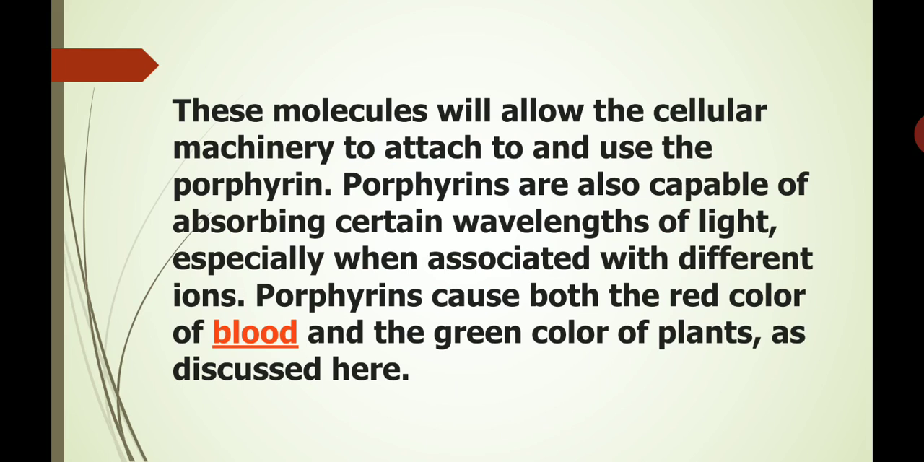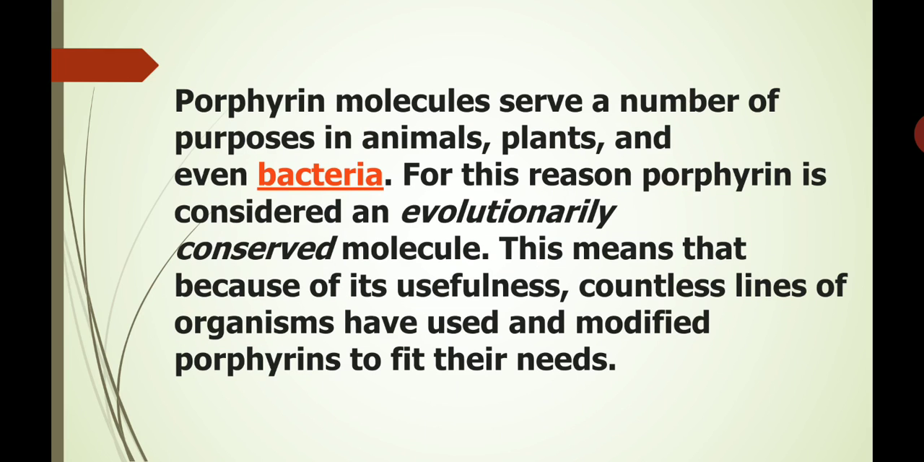We all know that the red color of the blood is due to the presence of hemoglobin, and the structural unit of the hemoglobins are porphyrins. Similarly, the green color of plants is due to chlorophyll, and the fundamental part of the chlorophyll is also porphyrin. Porphyrin molecules serve a number of purposes in animals, plants, and even bacteria. For this reason, porphyrin is considered an evolutionarily conserved molecule. This means that because of its usefulness, countless lines of organisms have used and modified porphyrins to fit their needs.